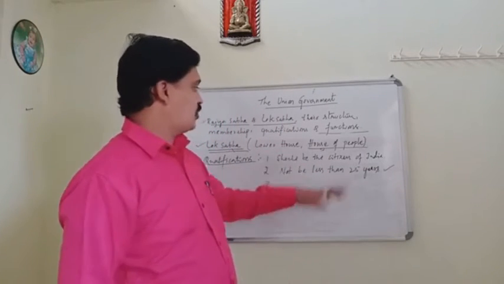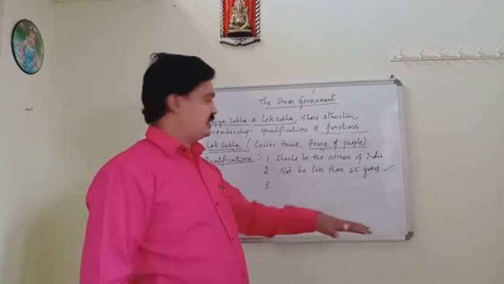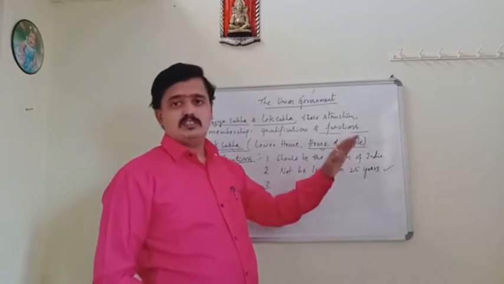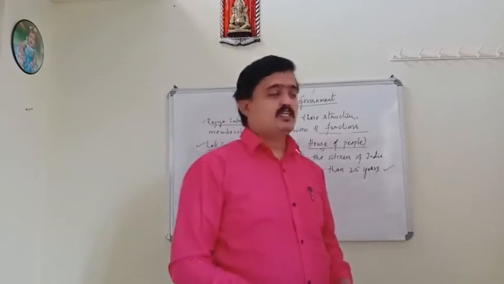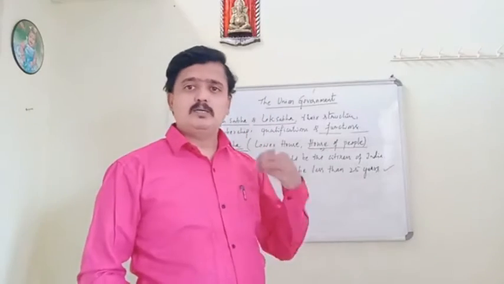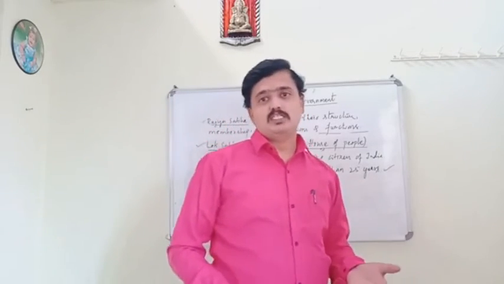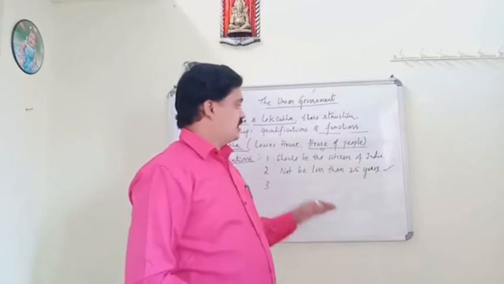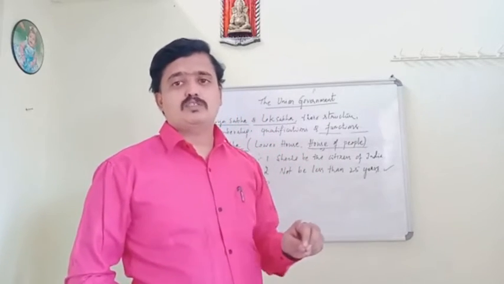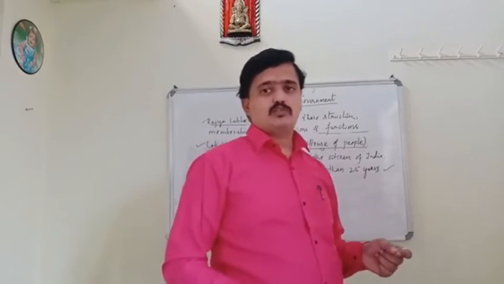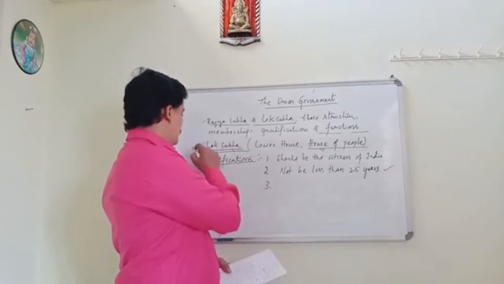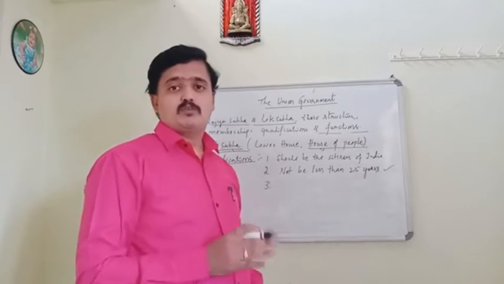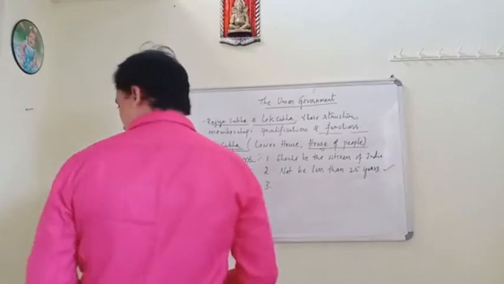Once again, I will say he should be a citizen of India, and he should not be less than 25 years, and he should not hold any office of profit under the government, and he should not be a person of unsound mind, and he should not have been punished under the law, and he should possess the qualifications specified from time to time by the parliament. So these are the qualifications required to become a member of the Lok Sabha. Okay.